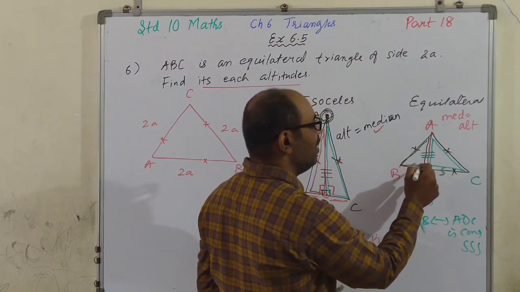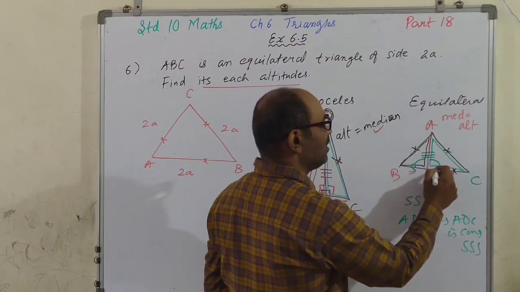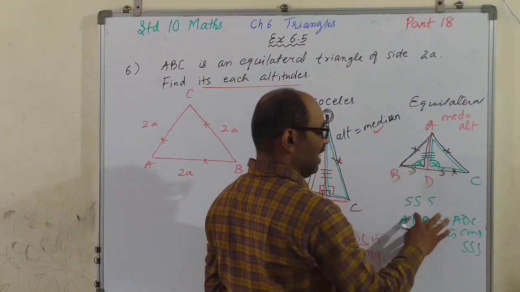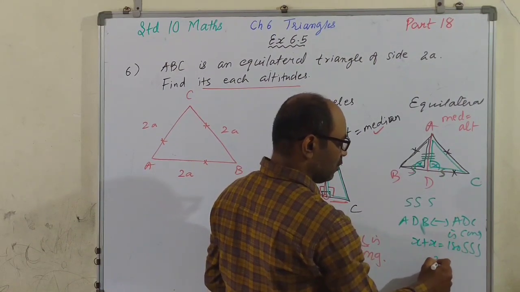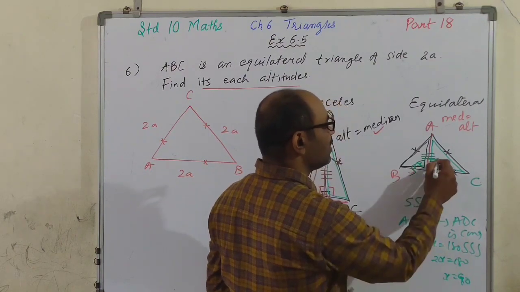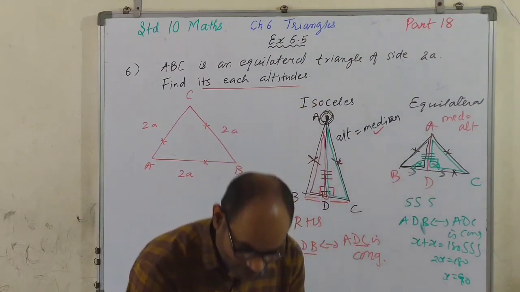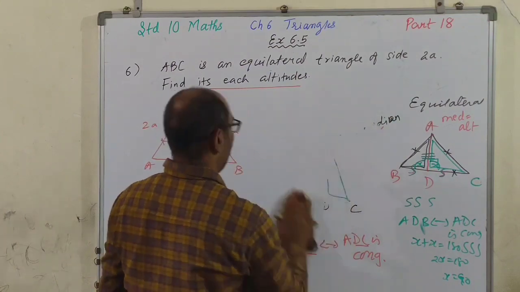Therefore, angle ADB is equal to angle ADC. But they are linear pair and equal. ये x तो ये भी x because they are equal. X plus x linear, so 180. So 2x 180. So x 90. So this is 90. So altitude हो गया. So median is equal to altitude. Please remember this. This is very important. All right. Fine.